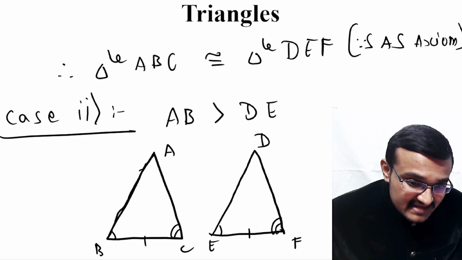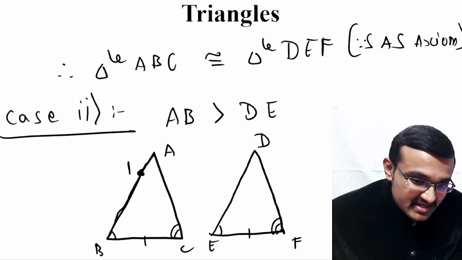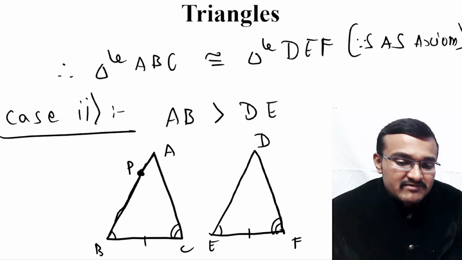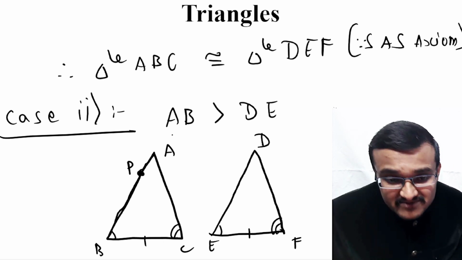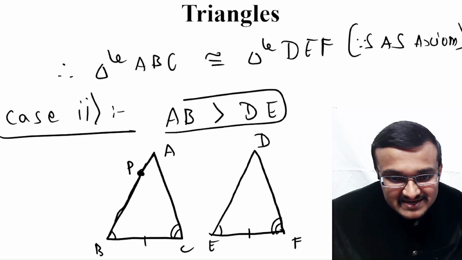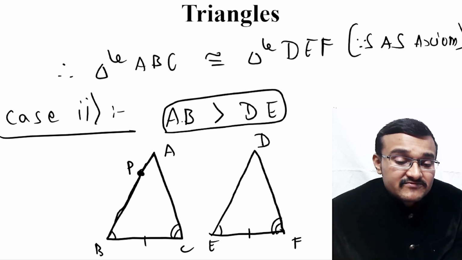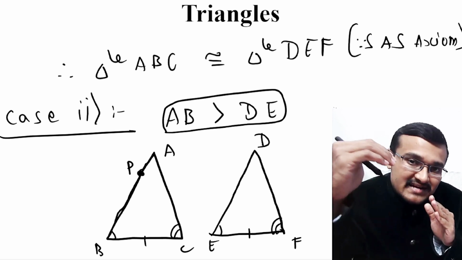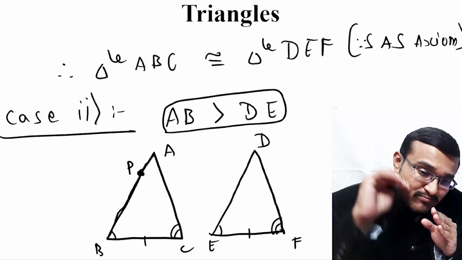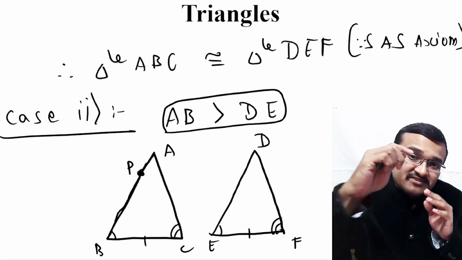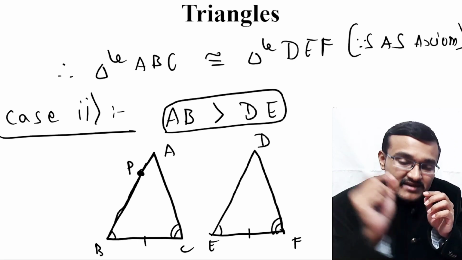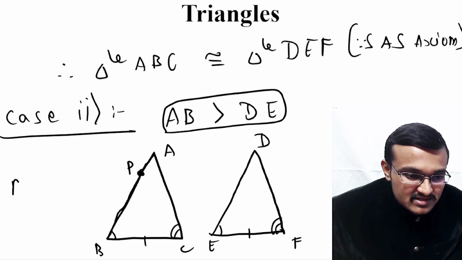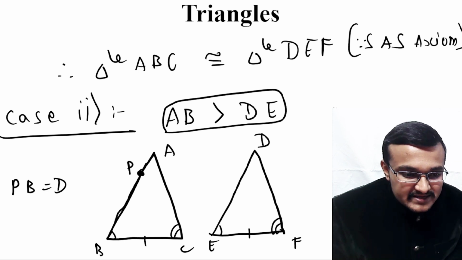So now we will take one point on this AB, that is point P, in such a way that BP will be equal to ED. Because here we are already considering AB is greater than DE, so AB will be longer than DE. So we are taking a point on AB in such a way that from that point to B will be equal to DE. So that means here PB should be equal to DE.